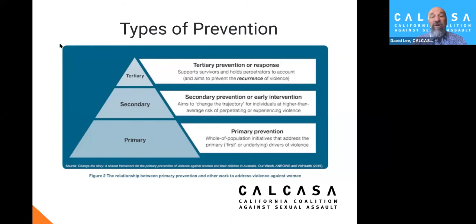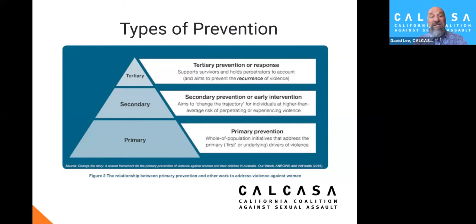Secondary prevention, or early intervention, was identifying those who were most at risk, or had experienced things that would put people at risk for that situation, and doing something to address those people. And primary prevention was trying to do something that would prevent it from happening in the first place.